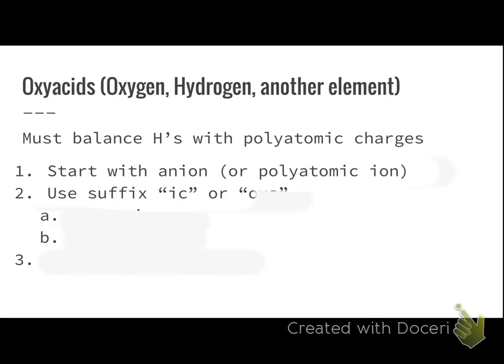So step 1, start with the anion or the polyatomic ion. So maybe you have nitrate, maybe you have bromite, maybe you have phosphate. Okay, we're going to start with that. And then what we do is we're going to either use the suffix "ic" or "us." Now there is a rule for this. If the ending is "ate," so sulfate, phosphate, bromate, iodate, it changes into "ic."